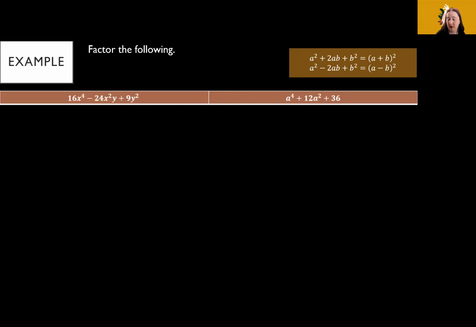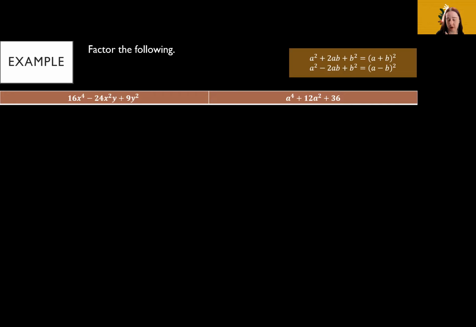Okay, so these are my last 2 examples. And these are both a little different because the exponents are not x squareds, they're to the 4th. But these are still in the form, and I'll show you how. So first one, we have 16x to the 4th minus 24x squared y plus 9y squared.